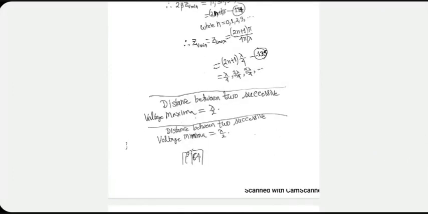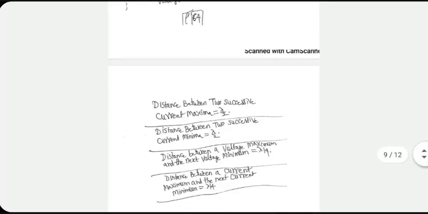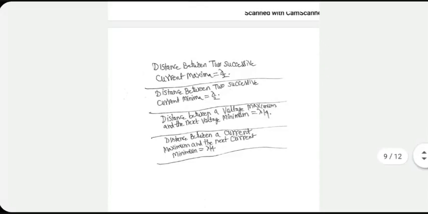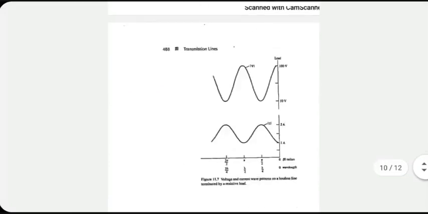Hopefully there's no mistake. Distance between two successive voltage maxima is lambda by 2. Distance between two successive voltage minima is also lambda by 2. Distance between two successive current maxima is also lambda by 2. Distance between two successive current minima is also lambda by 2. Distance between a voltage maximum and the next voltage minimum is lambda by 4. Distance between a current maximum and the next current minimum is lambda by 4. I'll show this in this diagram. This is from Sadiku's book.